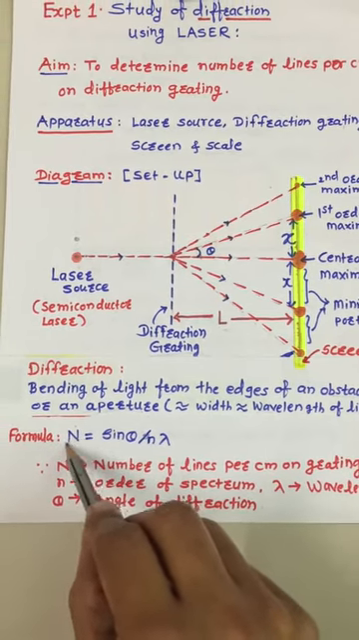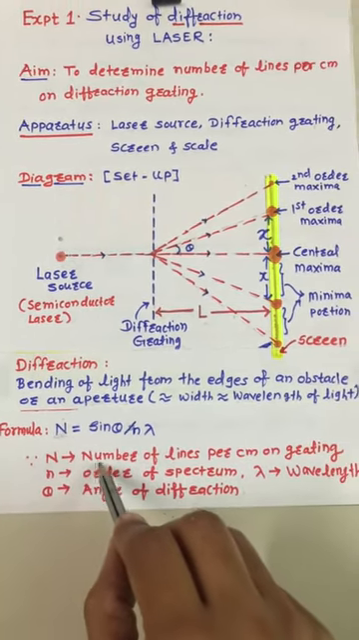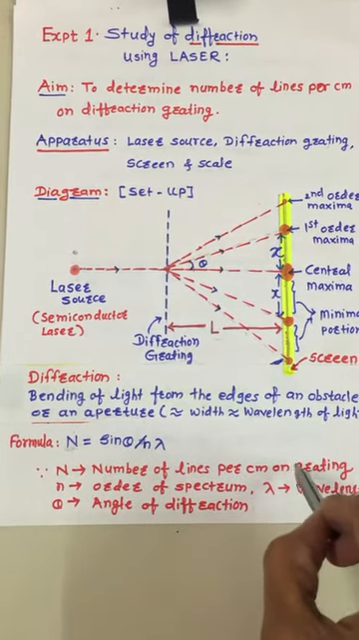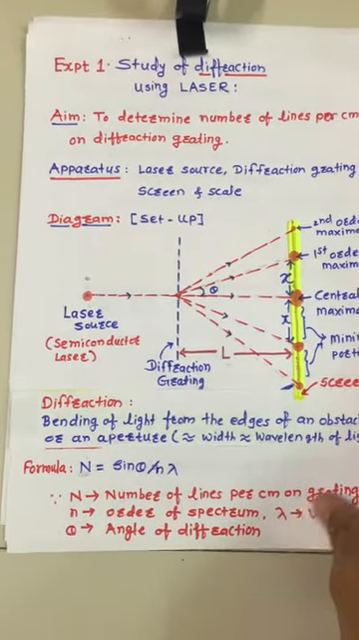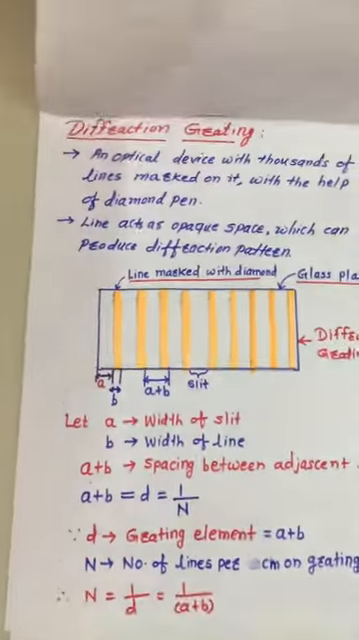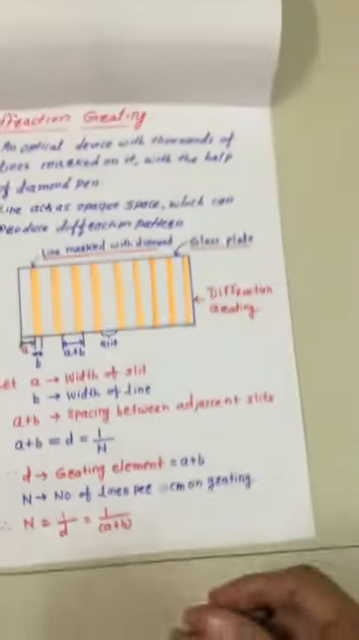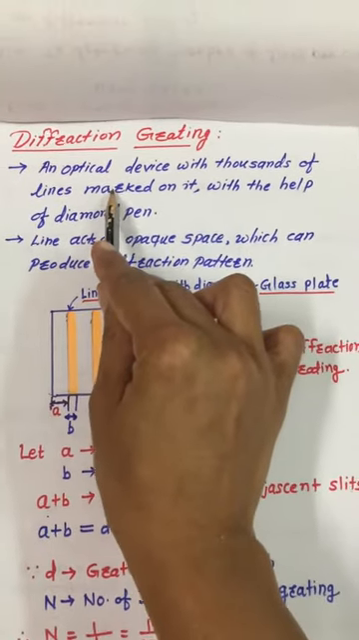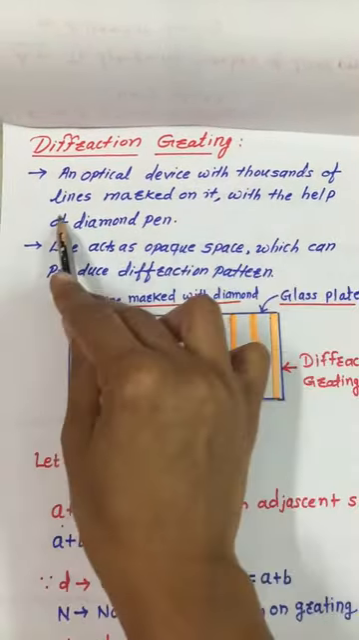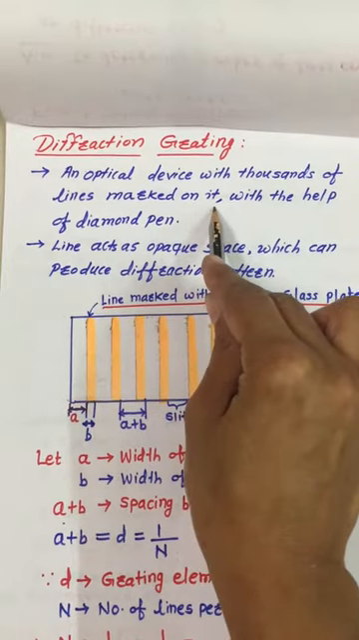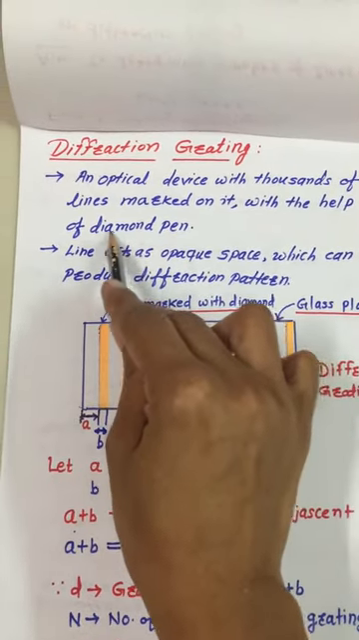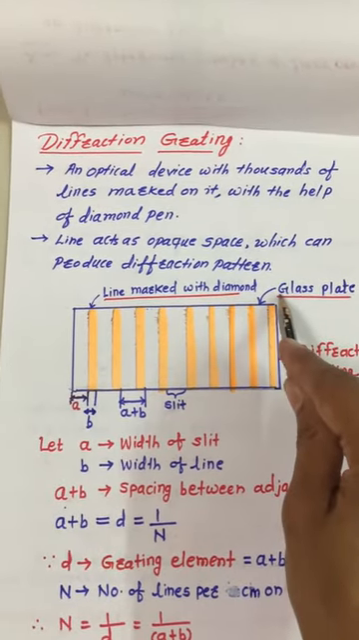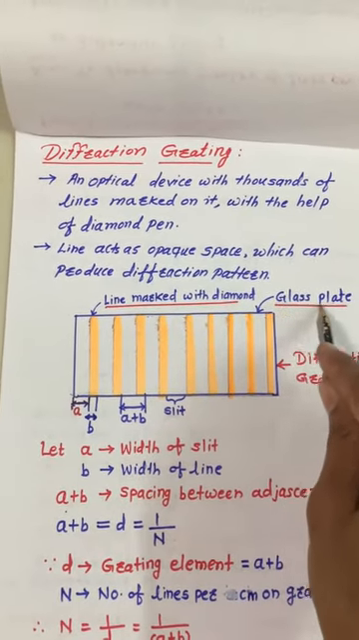Ultimately we have to determine capital N, which denotes the number of lines on the grating. Now what is this grating? Some detailed theory of this grating we will discuss here. A diffraction grating is an optical device with thousands of lines marked on it with the help of a diamond pen. Why is diamond used? Because the basic material used for the formation of the grating is a glass plate.